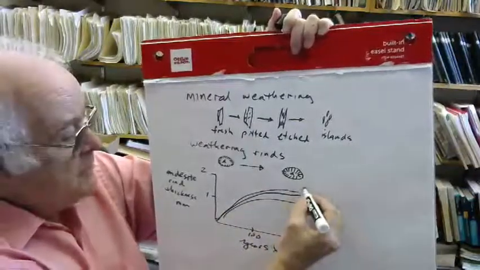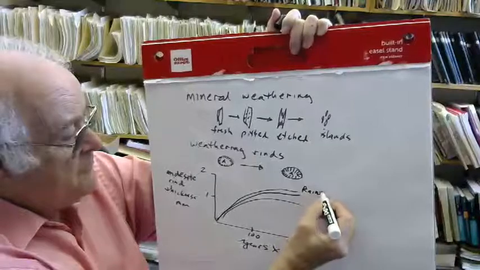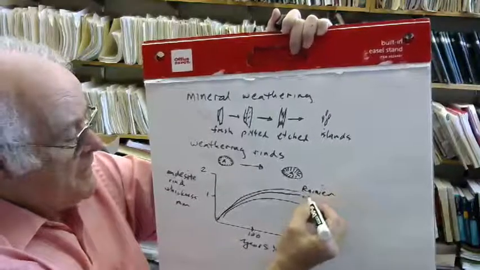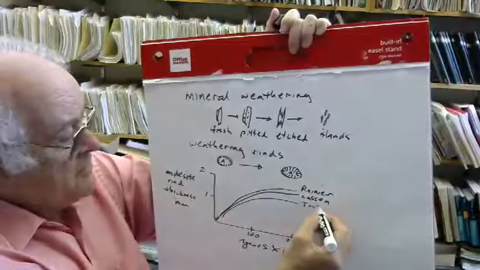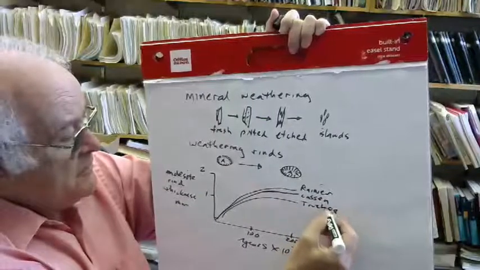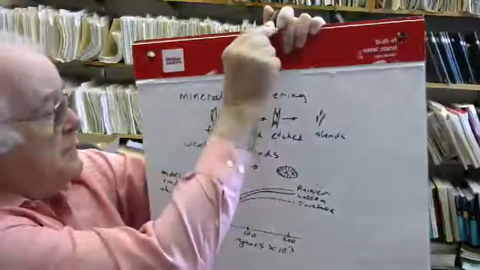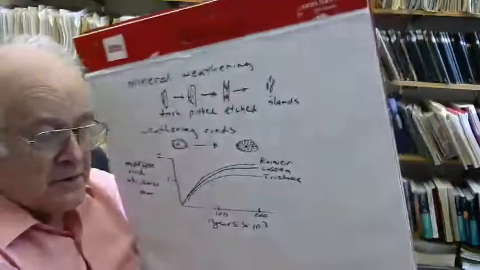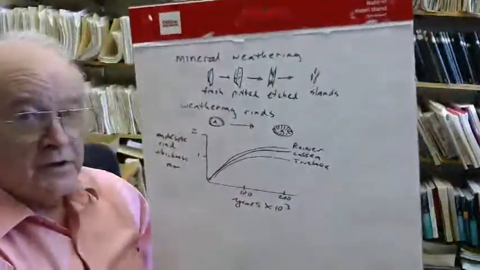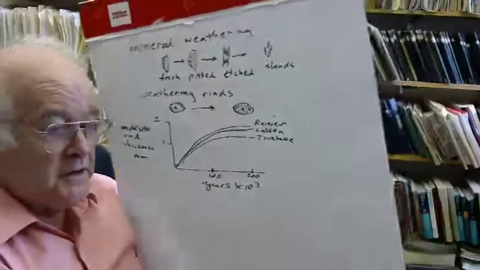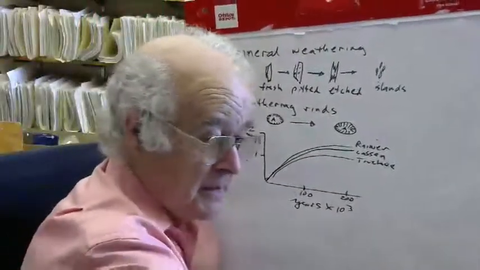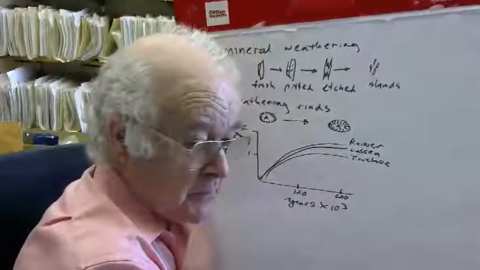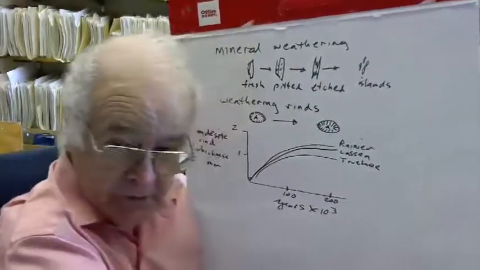This is Mount Rainier, Mount Lassen, and this is near Truckee, which is in Nevada, not too far from Reno. These are chronofunctions that you can get from weathering rind thickness if you have paleosols developed on conglomerates, which actually does sometimes happen. I've seen it myself.